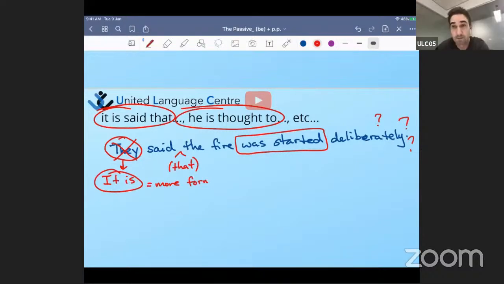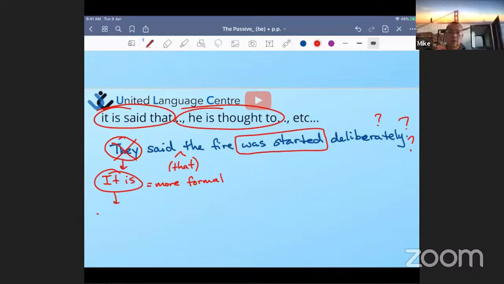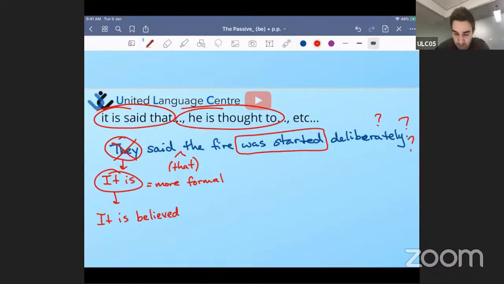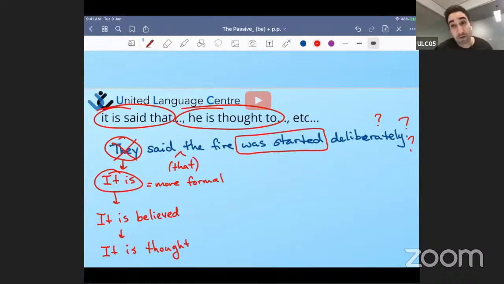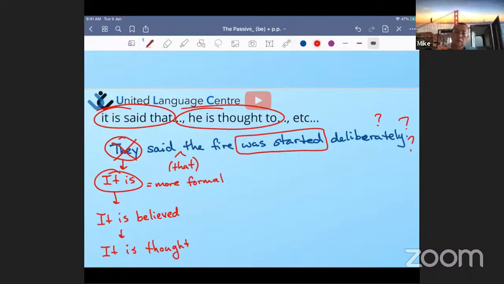It is said that. I can say it is believed, right? It is believed that. It is thought that, right? So we can think about something like coronavirus. At the beginning of coronavirus, we didn't know what it was or where it came from or why it came from somewhere. So if you go back and watch news about this, they're going to be using this language.